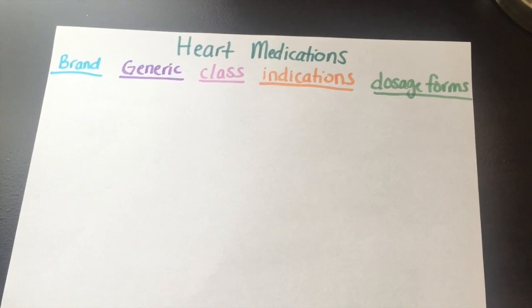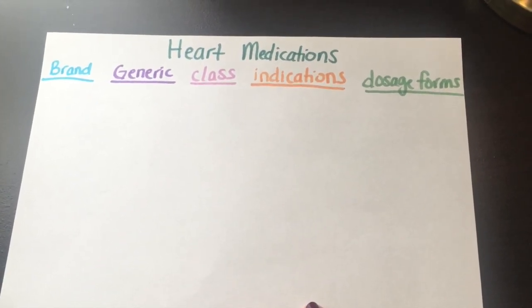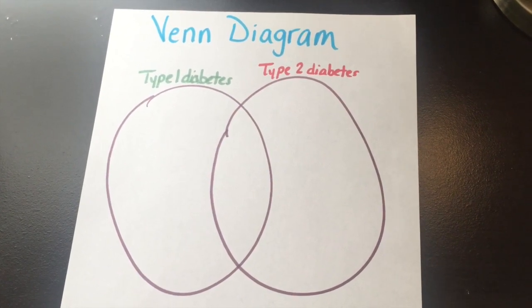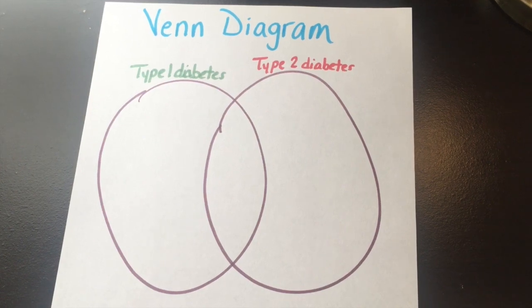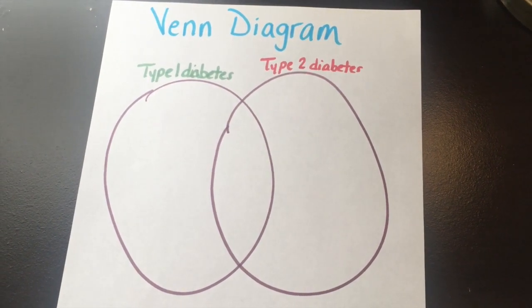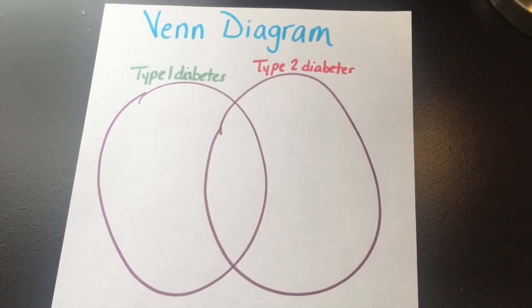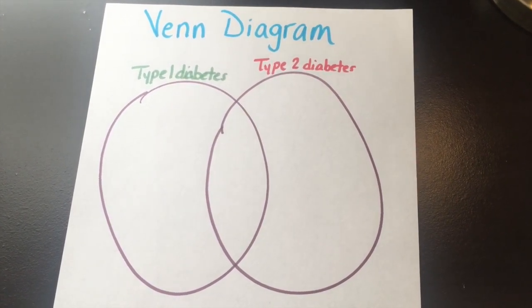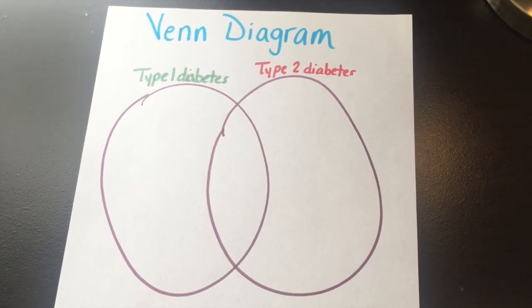I can see in my head what color it was on the paper, and that really helps me remember things as well. Okay. This might be a throwback for you from high school or middle school, but Venn diagrams are really great at comparing two things. For the example I gave here, I'm talking about type 1 diabetes and type 2 diabetes. Two different types of diabetes, obviously. But this is a way that you can compare the two disease states.